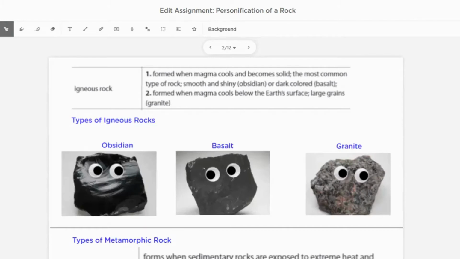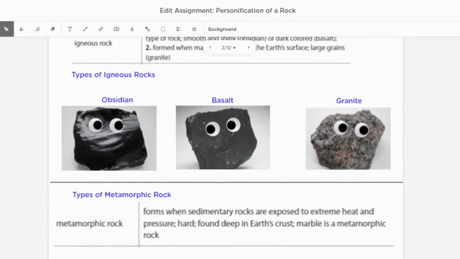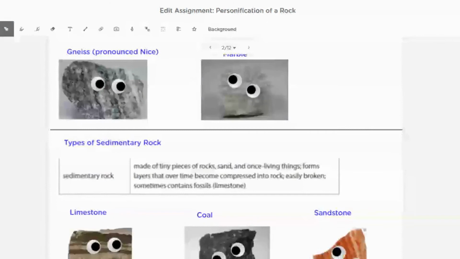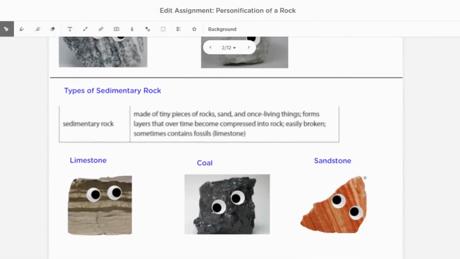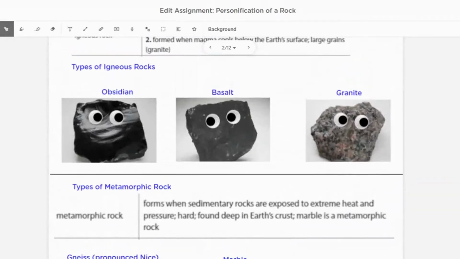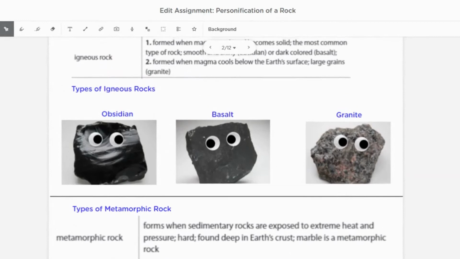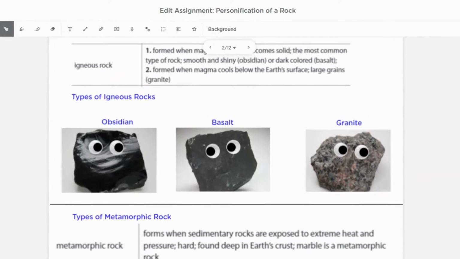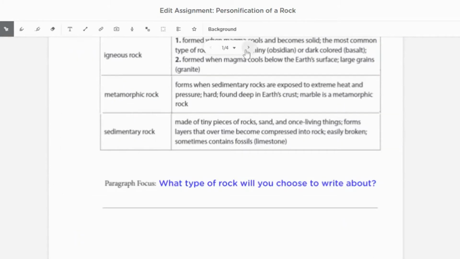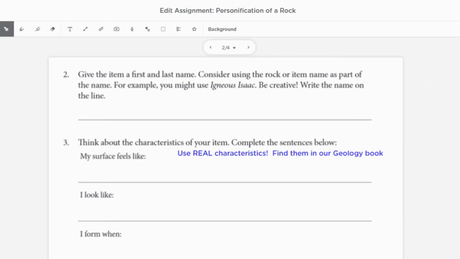The next thing you're going to do is go to slide 2, and you will see different types of igneous rocks, different types of metamorphic rocks, and different types of sedimentary rocks. Now, I had a little fun and added some googly eyes just to help you out with personifying these rocks. But this will also help you see what kind of grains and what color they are when choosing your rock. You're then going to head over to slide 3, and it's going to have you answer these questions about the type of rock that you chose.